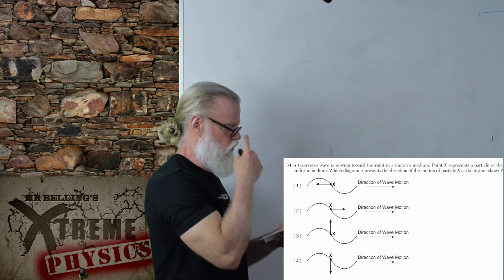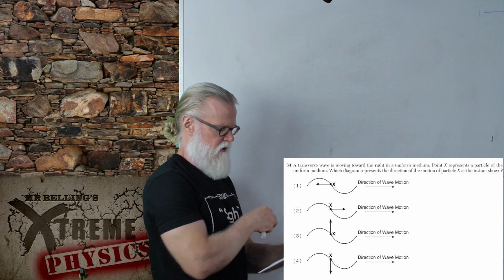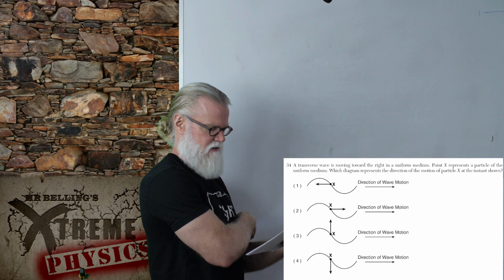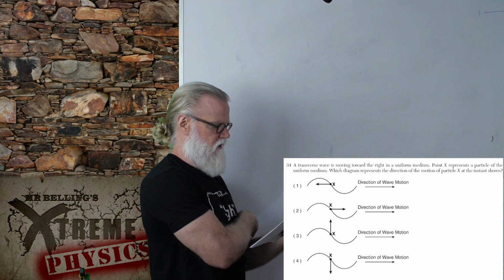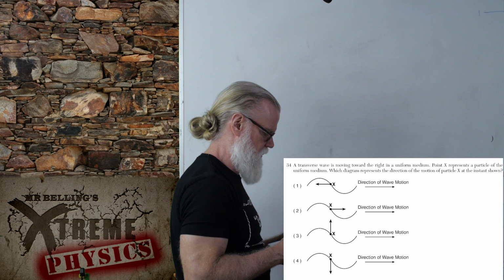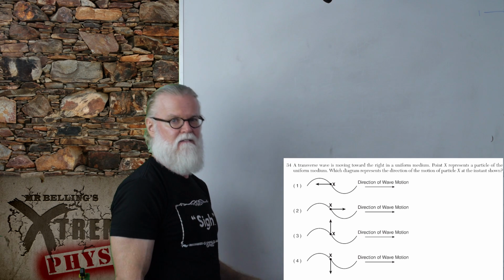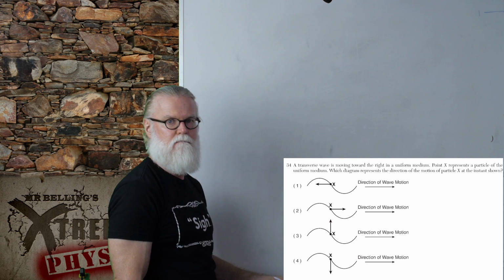A transverse wave is moving toward the right in the uniform medium. The point X represents a particle of the uniform medium. Which diagram represents the direction of the motion of particle X? All right, this is Dot on a Wave. Get the music going.